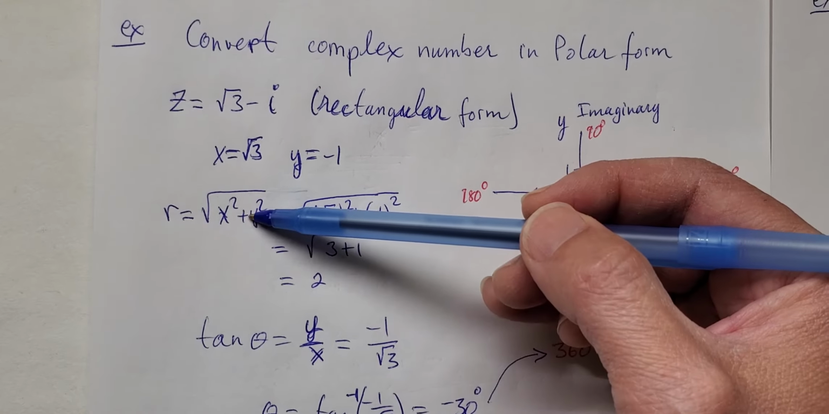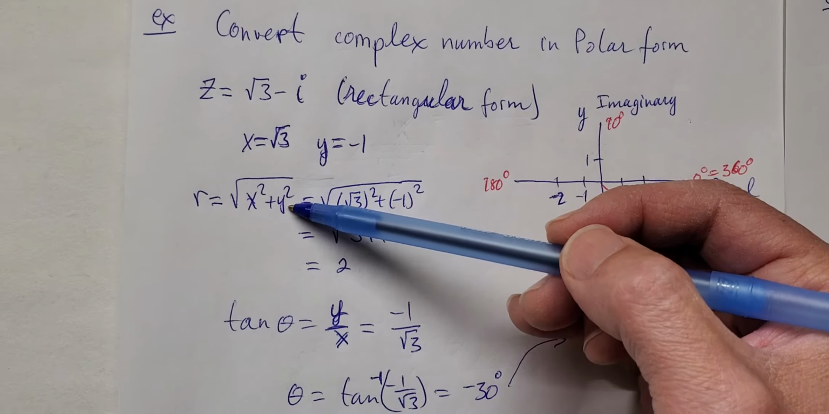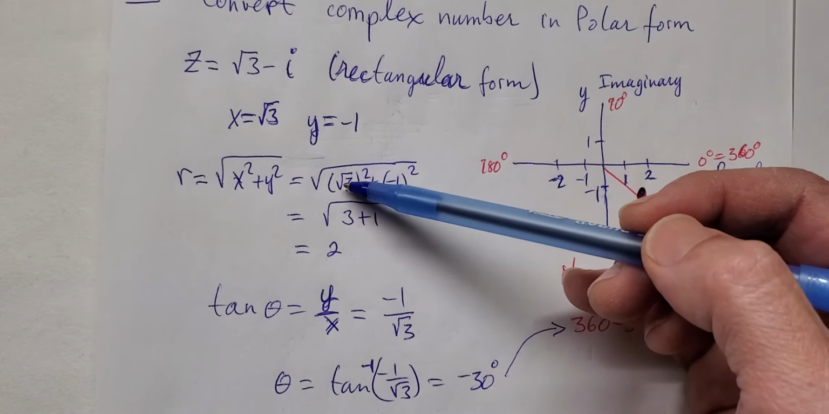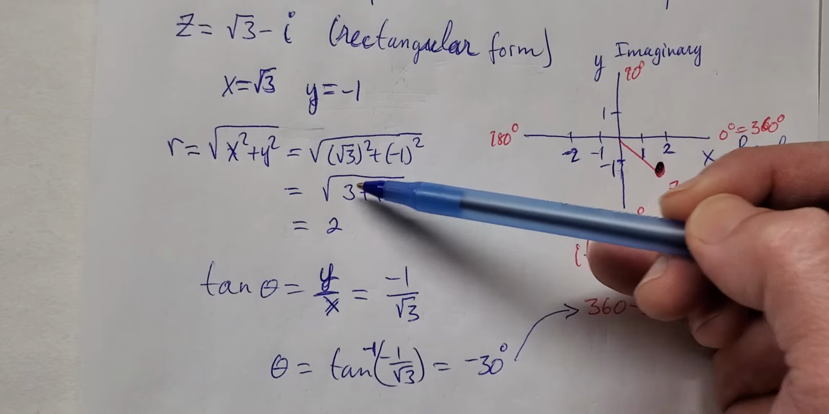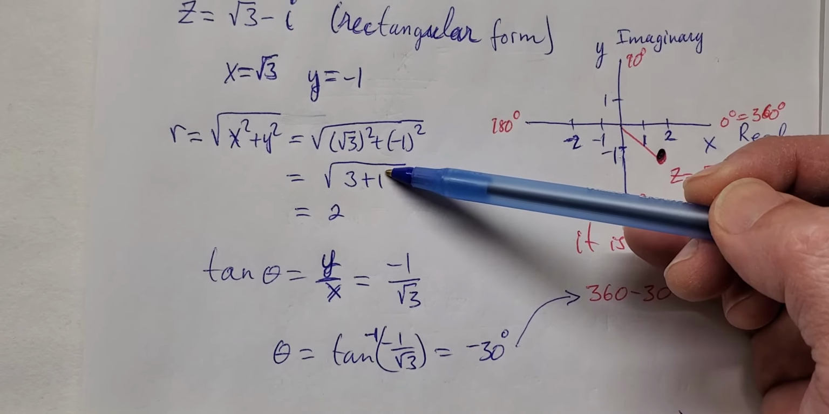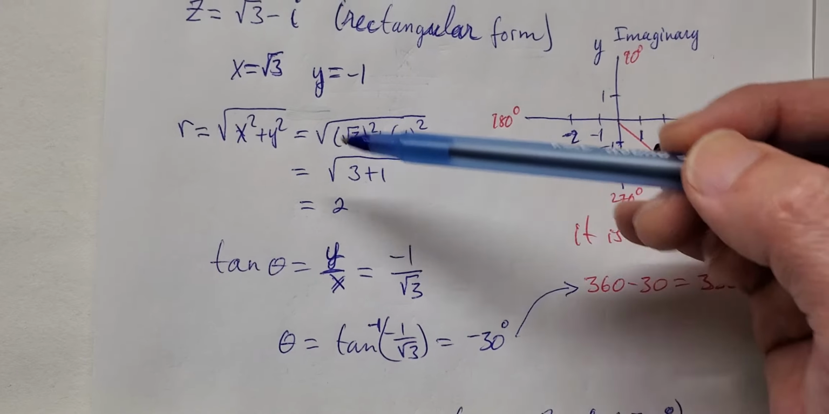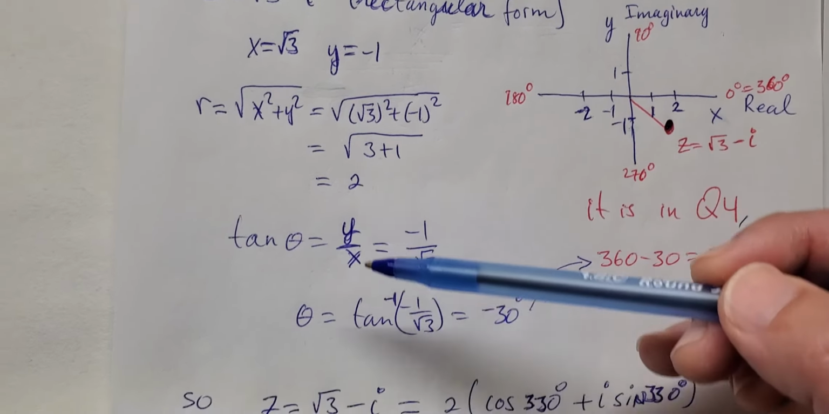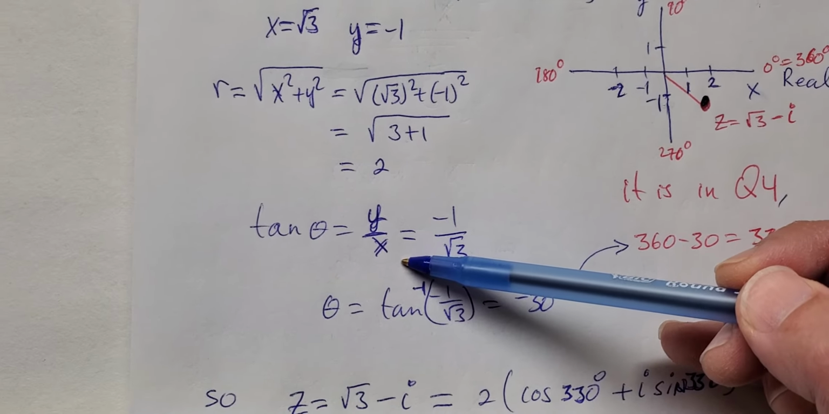So let's find r. r is the square root of x squared plus y squared. So square root 3 squared is just 3. -1 squared is just +1. 3 plus 1 is 4. Square root of 4 is 2. So r is 2. Now find the theta, or angle.